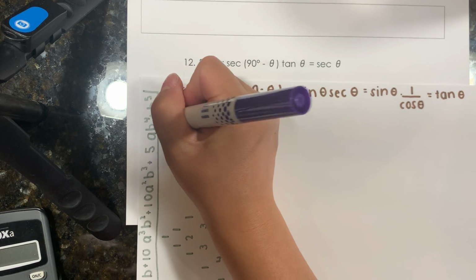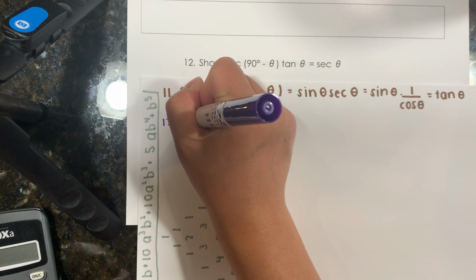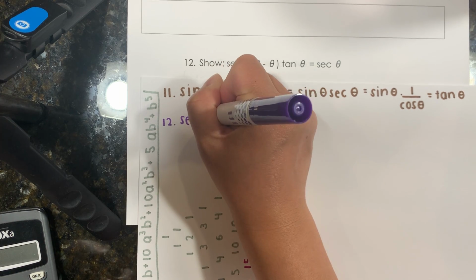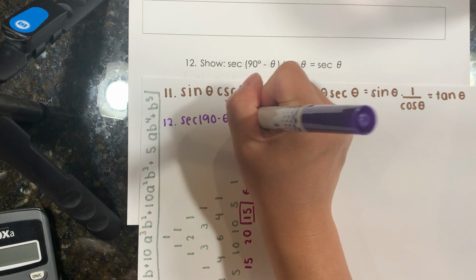So number 12, I'll do a little bit smaller, so hopefully we can fit it all. So it'd be secant of 90 minus theta times tangent of theta.